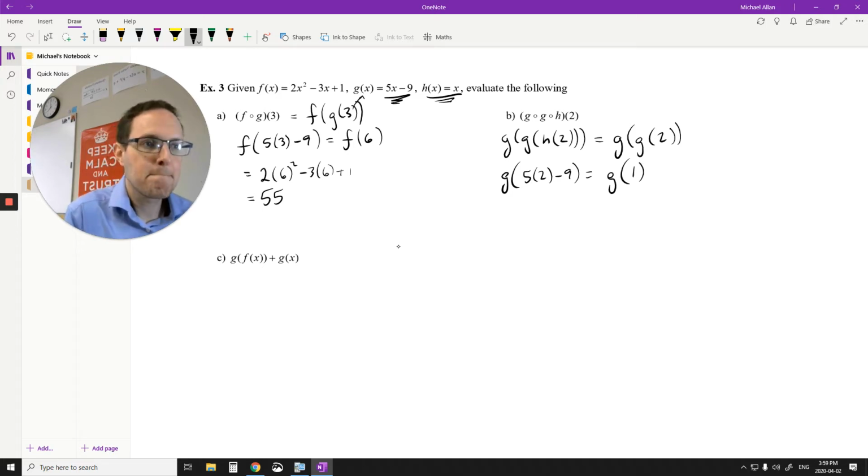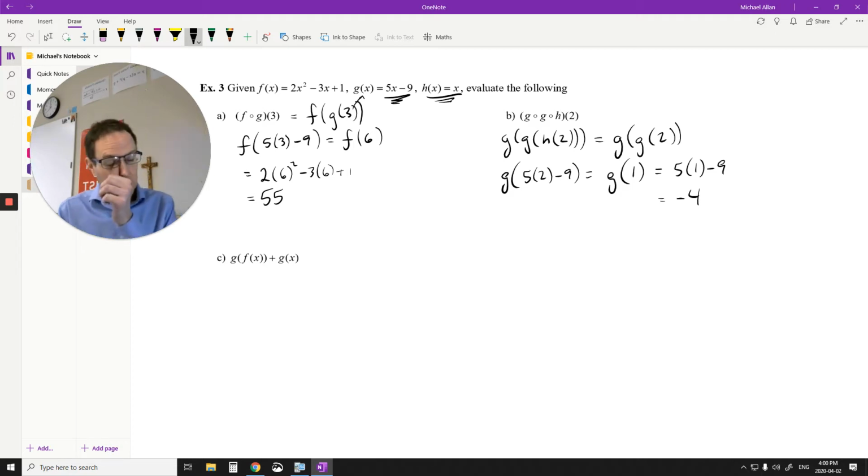Okay. And then I'm going to do g of 1. So that's just going to be 5 times 1 minus 9, sorry. So 5 minus 9 is negative 4. So that's essentially how you evaluate it. You just go step by step, working your way from the inside, outside, kind of like how we did our domain.